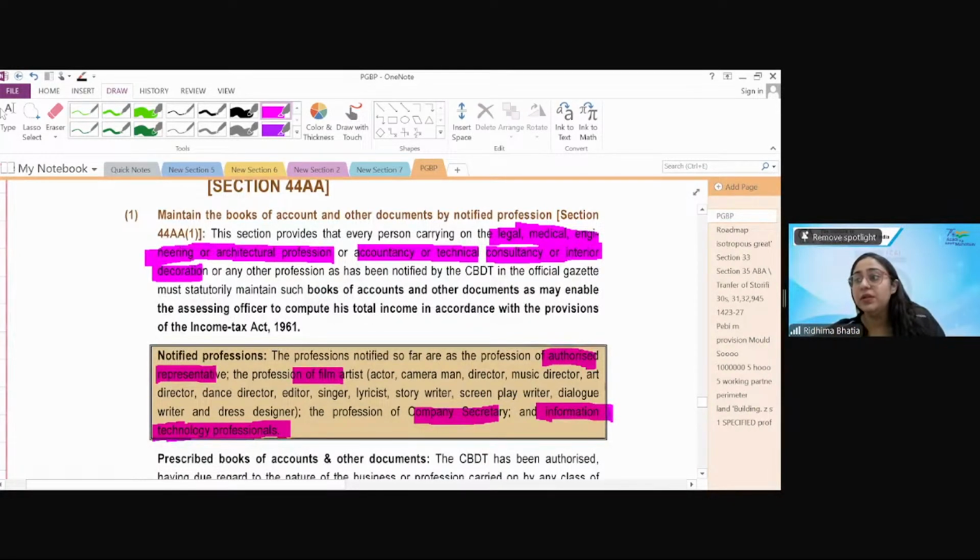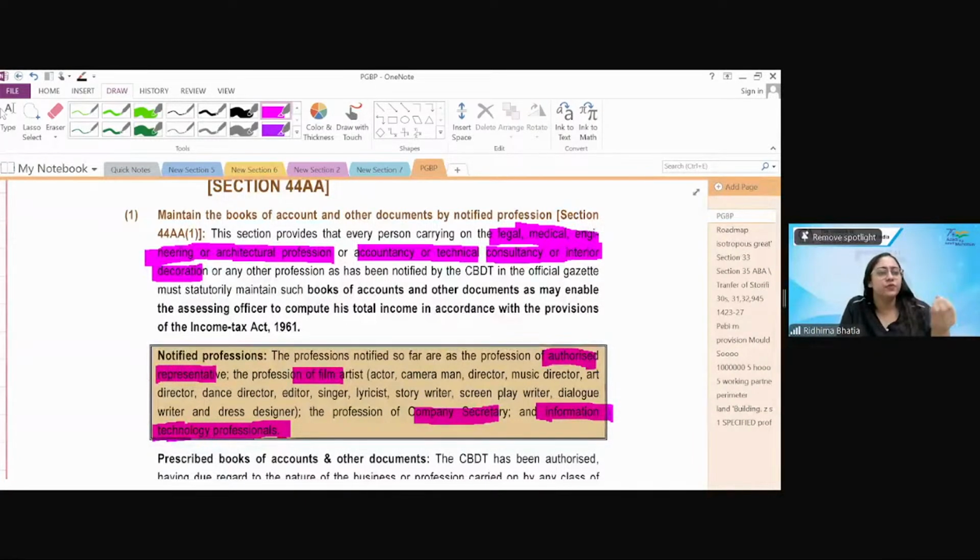Ma'am, do we have to remember these professions? Technically, yes. You have to remember those professions, but how do you have to remember? See, in the first class I told you the difference between professions and your business. Okay? Now, there can be many professions.